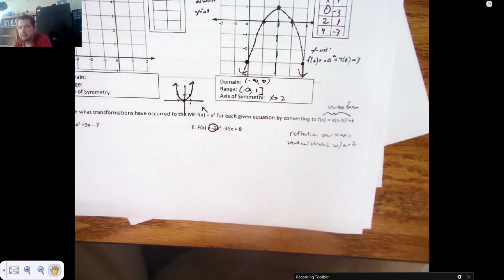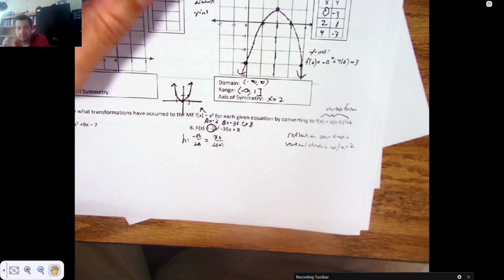That's it. I can't tell you the translations. I can't tell you if it's going right or left or up or down. That's what vertex is for. So we're just going to do the straight up conversion. We're going to find h. We're going to do opposite b over 2a again. So opposite of b, and by the way, a is negative 2.